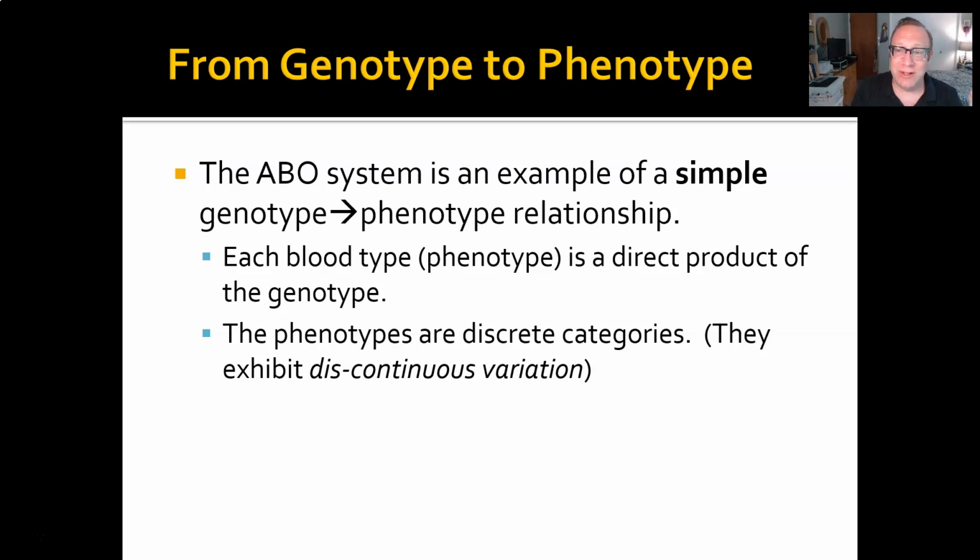An O is clearly an O, an A is clearly an A, a B is clearly a B. There's nothing in between. Whereas something like height would have a lot of in-betweens if we charted it out. In other words, something like height varies continuously, and something like hemoglobin genes, blood type, varies discontinuously. They are discrete categories.